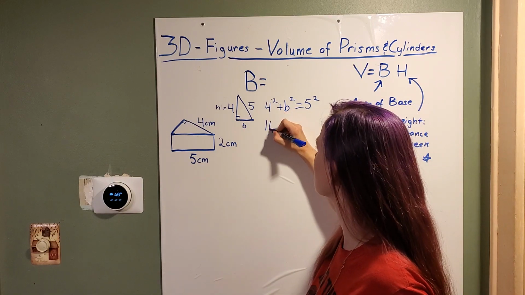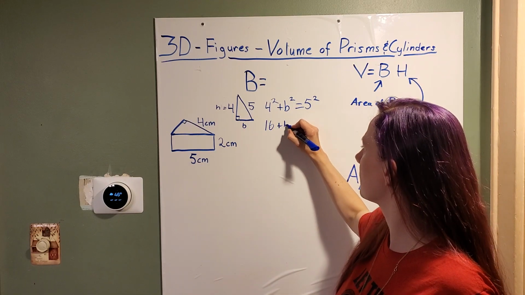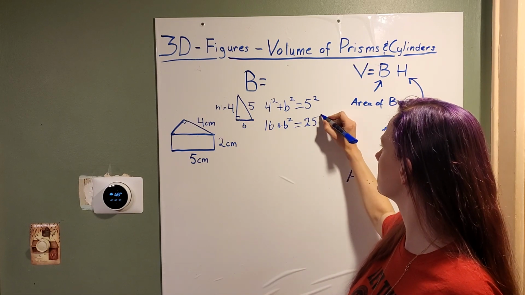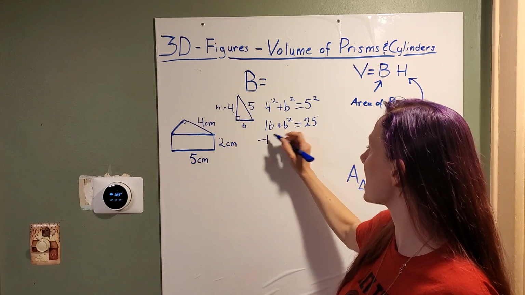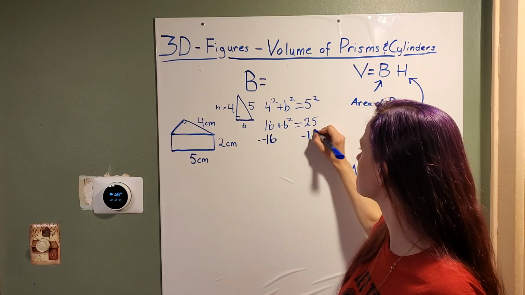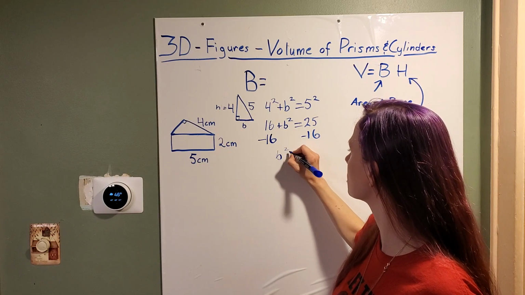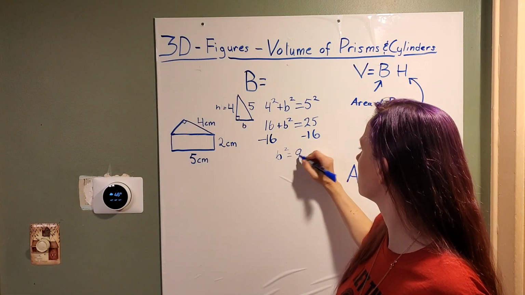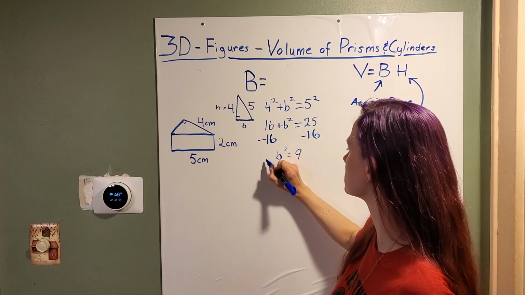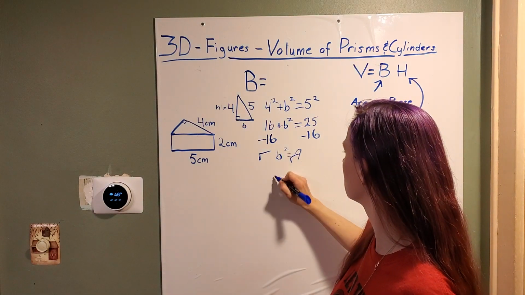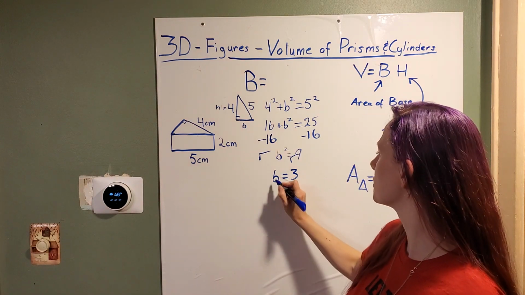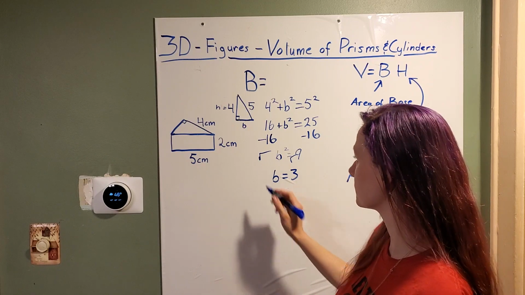So 4 squared is 16. 5 squared is 25. And then I subtract, because I want my variable by itself. So minus 16 from both sides. And I get b squared equals 9. And then to find b, I'm going to take the square root of both sides. So b equals the square root of 9, which is 3, of course. So lowercase b is 3.